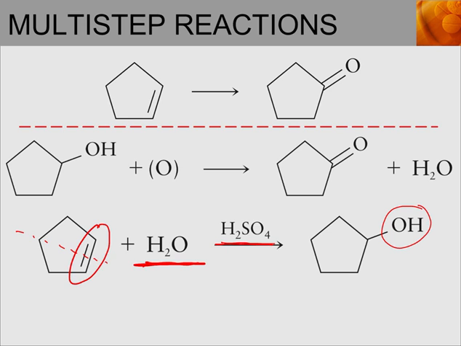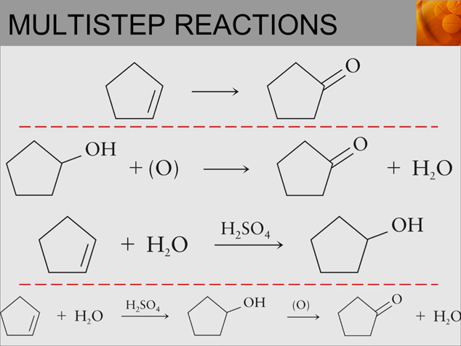Okay, so now let's piece everything together. So we start with our alkene, and then we're going to add water across the double bond to get our alcohol. And this is a secondary alcohol because the carbon that's bonded to the OH group is bonded to two other carbon groups. Even though it's in a ring, it's still considered two groups. And then we're going to add an oxidizing agent to turn that alcohol into a ketone.